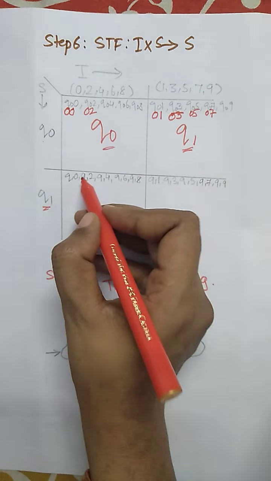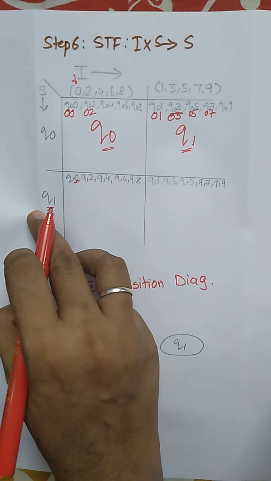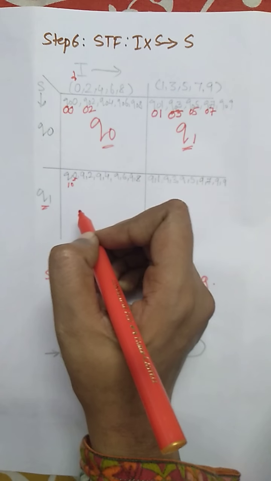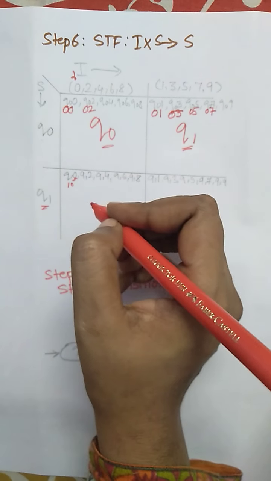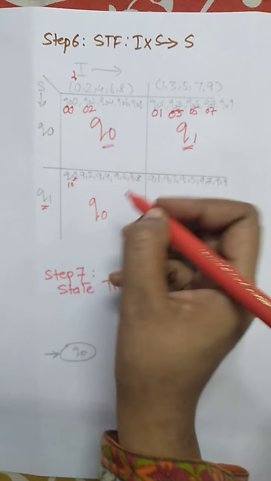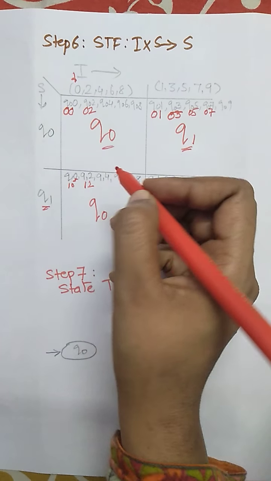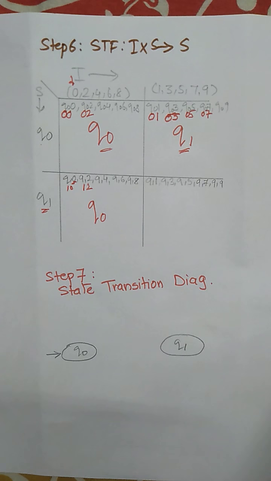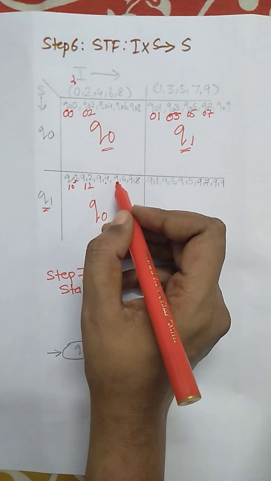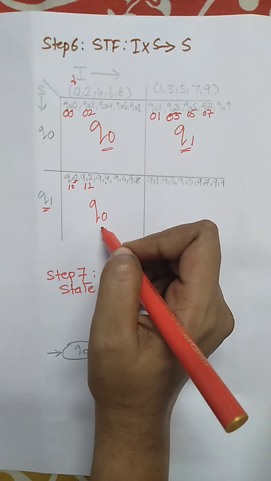Now Q1 with the next bit 0. Q1 with 0 will produce number 10. Whether 10 is divisible by 2, yes, it is divisible with the remainder 0. Remainder 0 is marked as Q0. Now Q1 with 2. 1 and 2 will make number 12 with the remainder 0. Remainder 0 is marked as Q0. 14 remainder 0. 16 remainder 0. 18 number with the remainder 0, that is Q0.